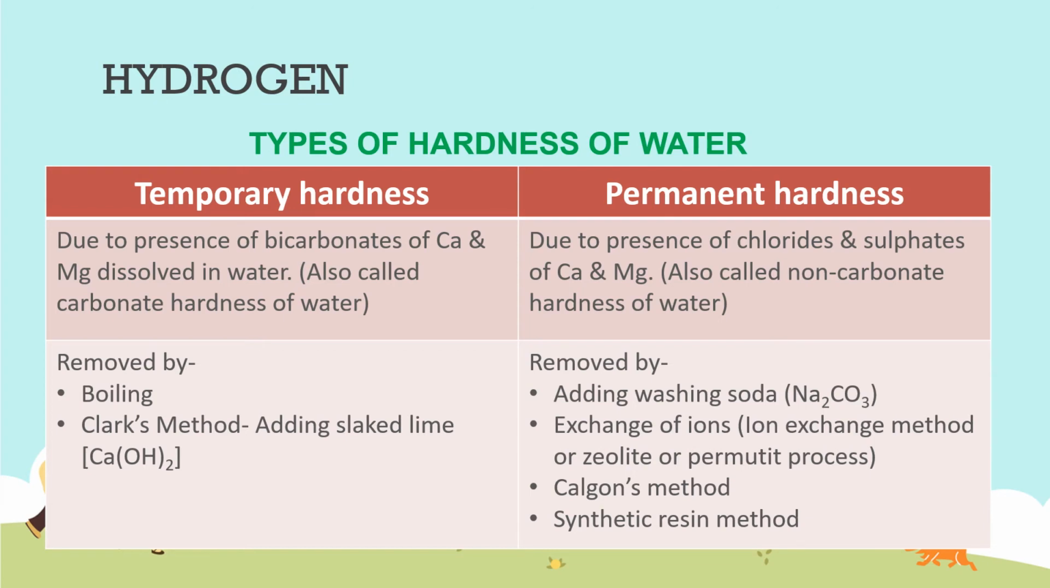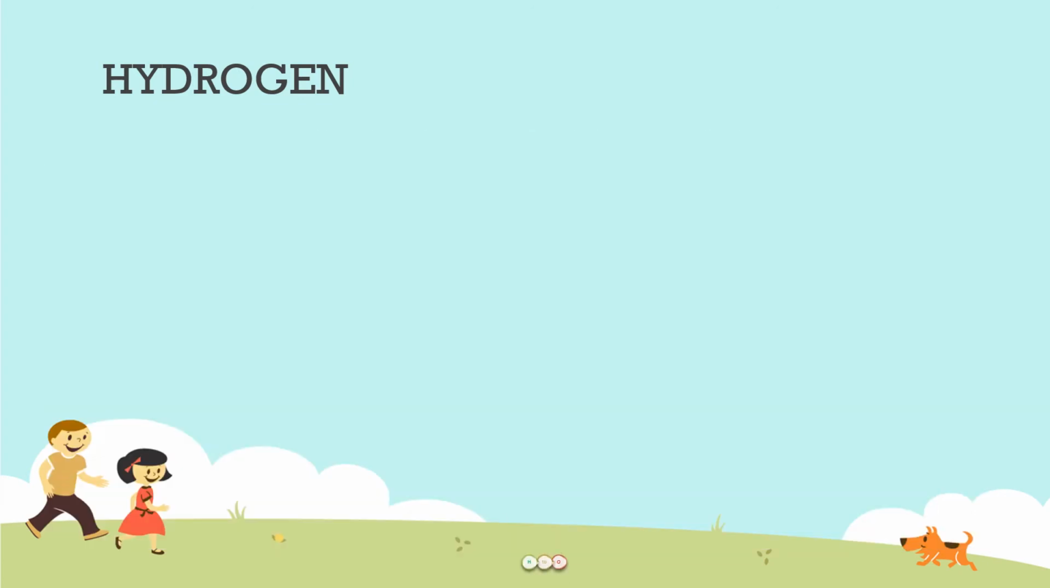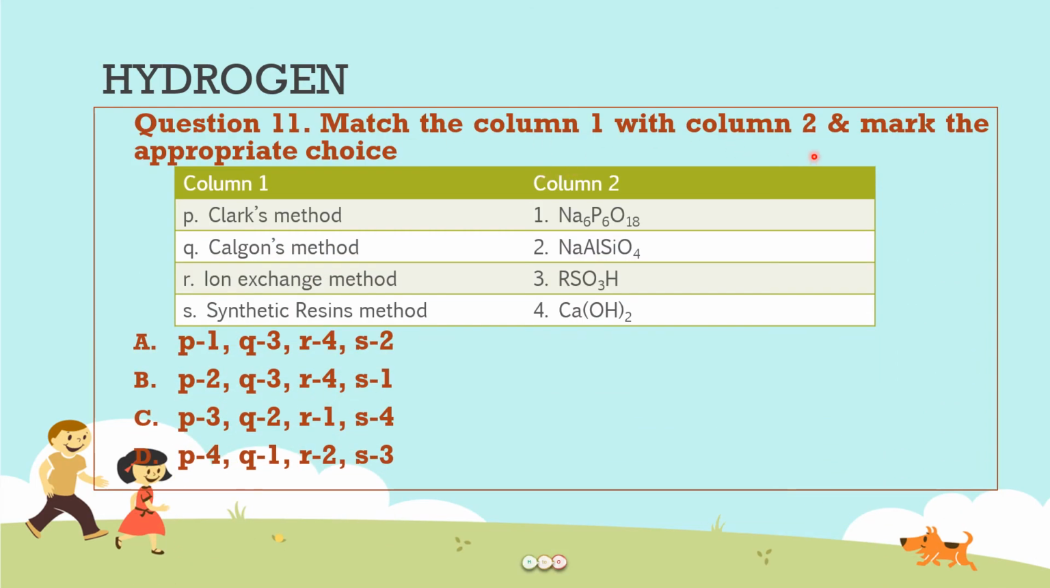Well, I'm going to put up the next question. So question number 11 says: match column 1 with column 2 and mark the appropriate choice. In column 1 we have Clark's method, Calgon's method, ion exchange method, and synthetic resin method, and in column 2 we have the compounds which are used for the removal of hardness in these methods, and you have to match. If you know about these, only then you will be able to do that. This is very important for you to remember all these compounds. If you have learned it, just quickly attempt your answer and then we will see the solution.